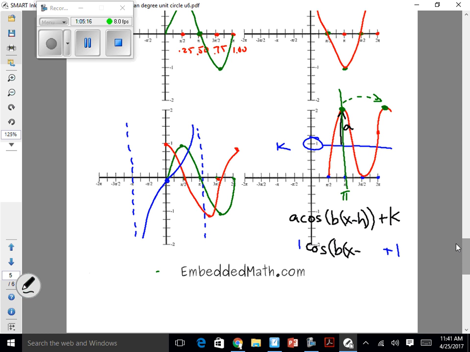Number 17 on the test. You need the drawing right here, with the numbers, the pi over 5 and the negative pi over 5.